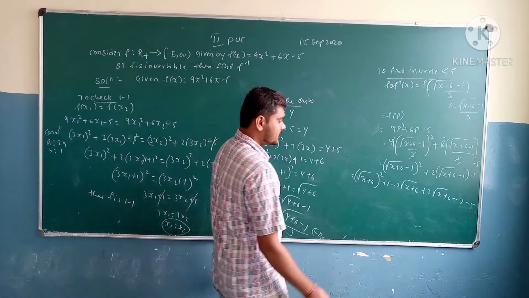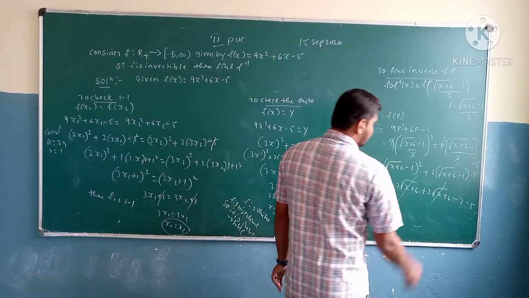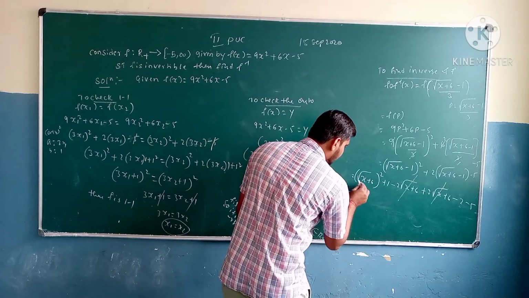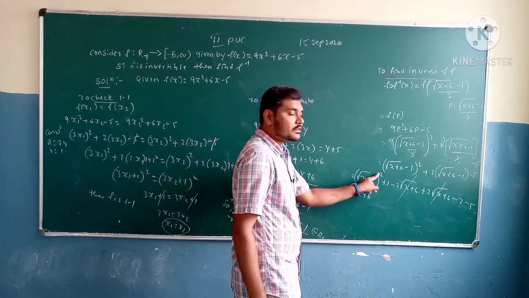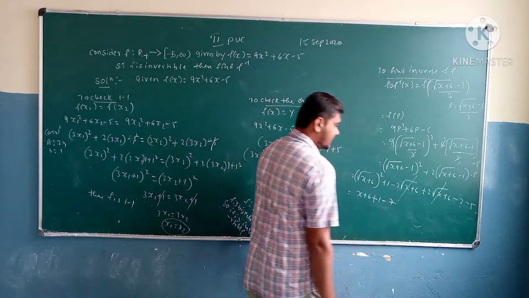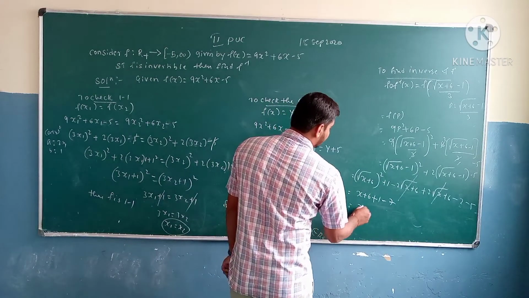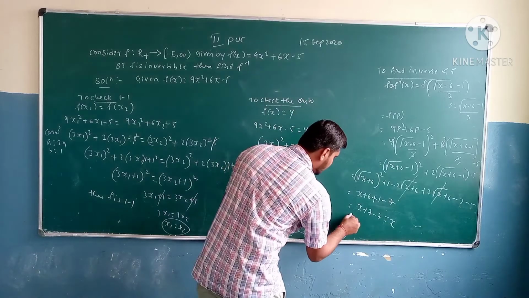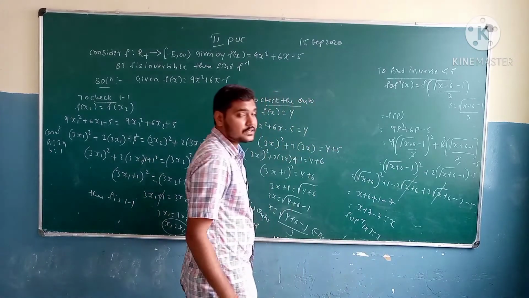Pay attention. Now what cancels: minus 2 into root of x plus 6 cancels, and plus 2 into root of x plus 6 cancels. Observe the remaining thing: x plus 6. Why x plus 6? Because the square root and the square cancel. The remaining thing is x plus 6, plus 1, so minus 7 here; minus 2 minus 1 is going to be minus 7. The remaining is x plus 7, and minus 7 again gives x. So f inverse of x is going to be x only.